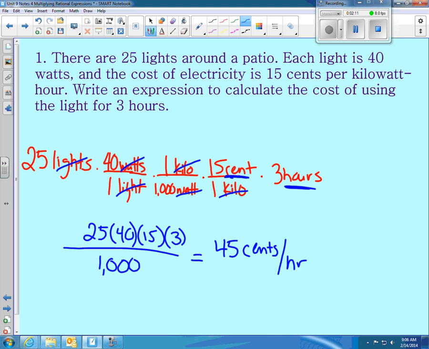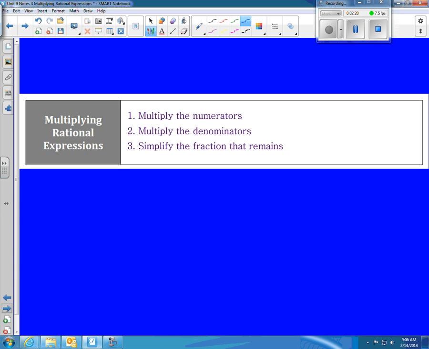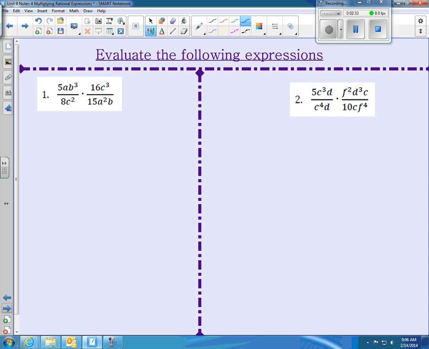Okay, so this is just a little real-world example of us practicing canceling labels, which is exactly like what we did yesterday, but we canceled variables. Today, we are going to cancel rational expressions. So our directions are multiply the numerators, multiply the denominators, and simplify the fraction that remains. Go ahead, go back, pause it if you didn't get that. All right, so let's start with some pretty simple ones. And I'm going to show you how to do these problems 2 different ways. You pick the way that you like best.